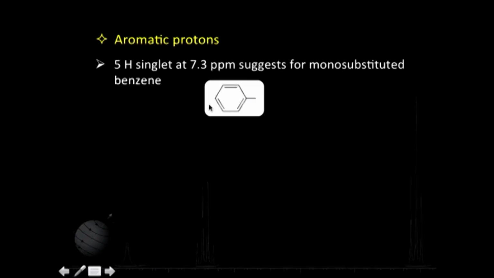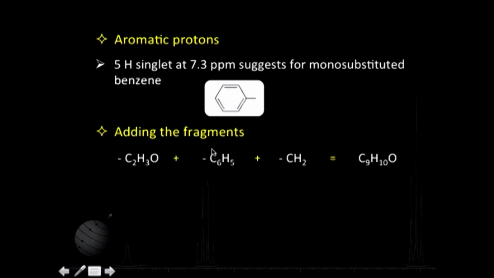Let us go into the next signal, that is the aromatic protons. I am getting a 5 proton singlet at 7.3, which is very straightforward. It is a monosubstituted benzene ring. Now, let us add the fragments we have identified so far. Fragments are C2H3O, the initial fragment we identified, that is CH3CO. Then another fragment we identified is C6H5. Then we had a CH2. If we add them together, we get C9H10O. We are short of an oxygen atom. We have been able to account for only one oxygen so far. The second oxygen we have yet to account for.